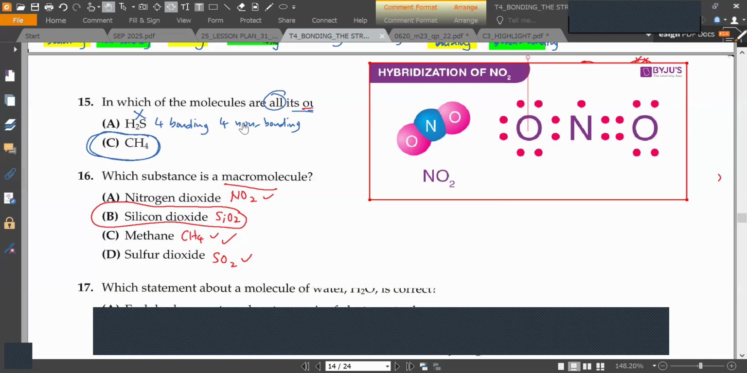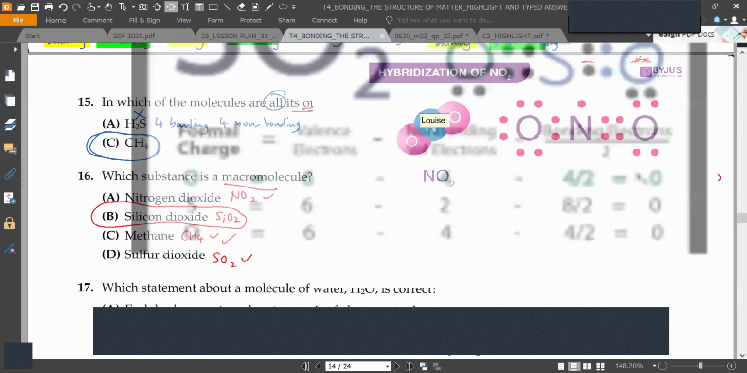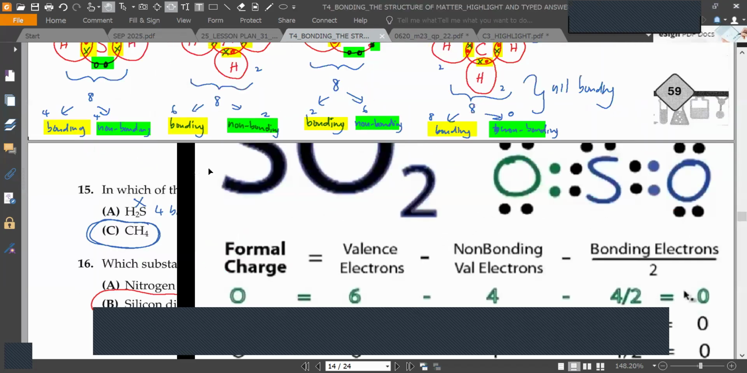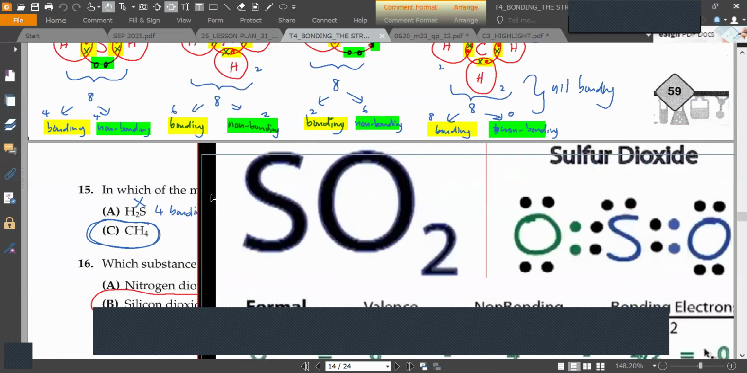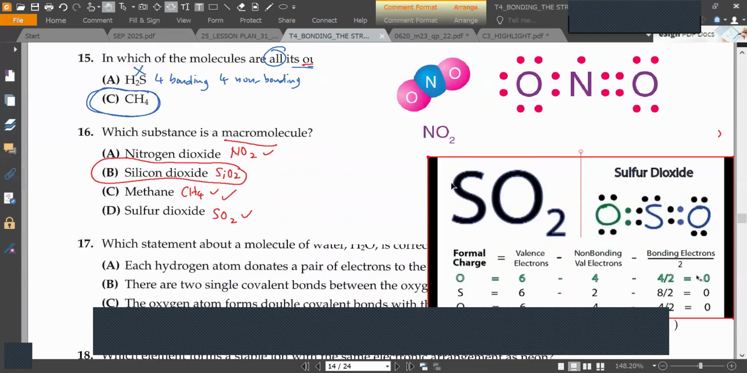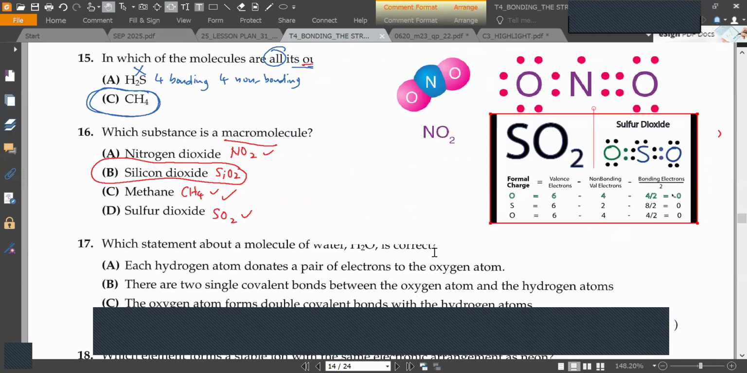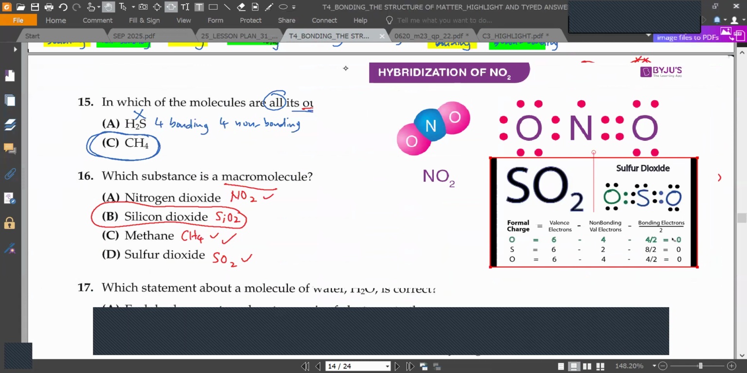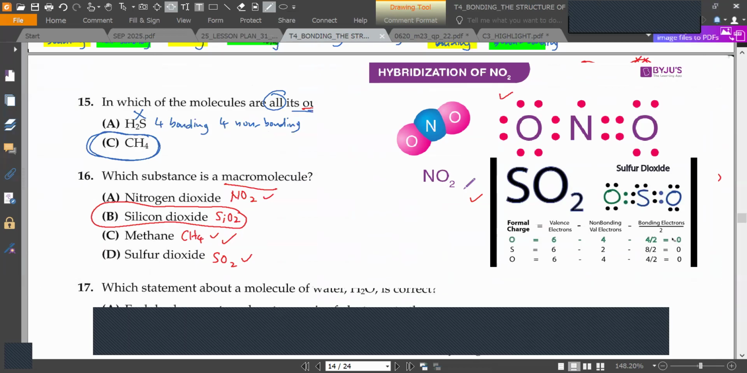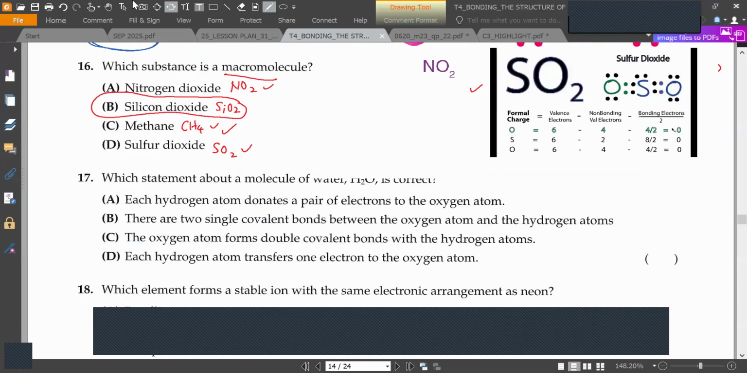So sulfur dioxide is like this. Nitrogen dioxide and sulfur dioxide are actually more complicated. For IGCSE, we don't really need to know how to do it, but in A levels, you need to know how to do it. They are more complex situations. Next.